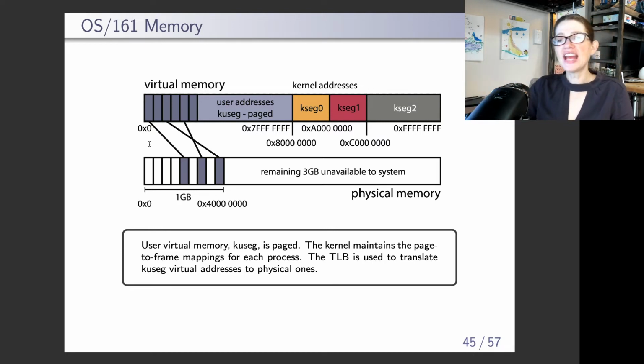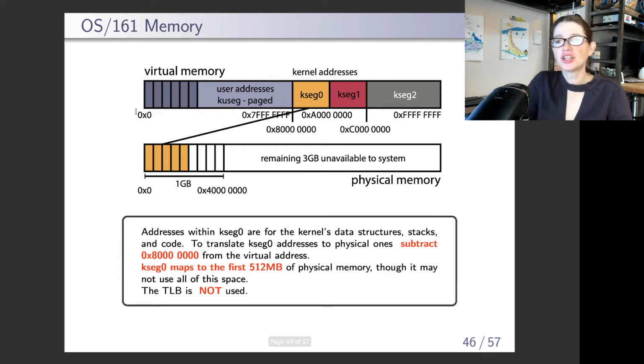Now, you've already seen how the address translations for this work, so we're not going to go over that in any more detail. But what about these kernel segments, kseg0 and kseg1? So these are actually translated very simply. They are not paged and they are not cached. What we do instead is, for kseg0, go from virtual to physical by subtracting the offset. And the offset, of course, is this value right here.